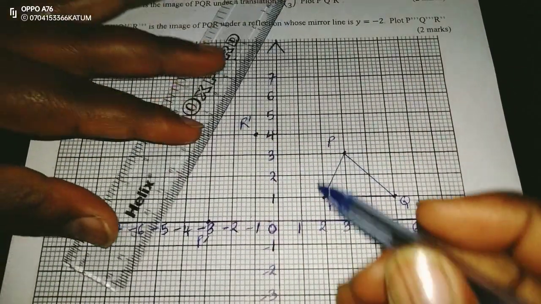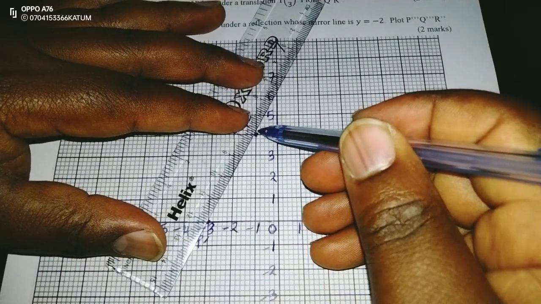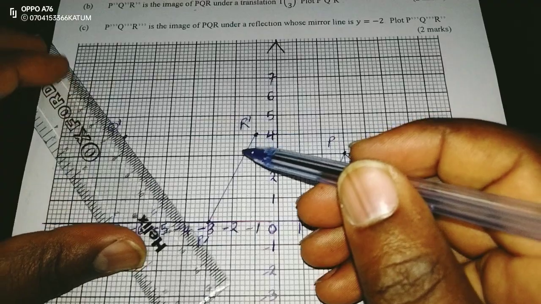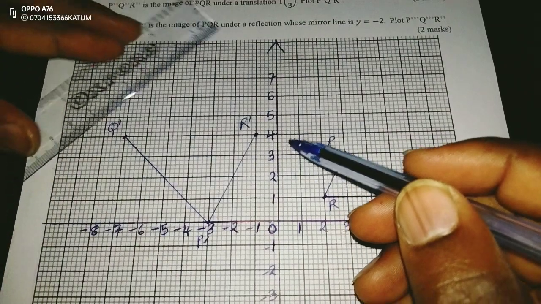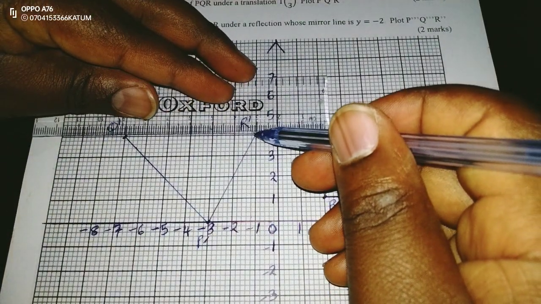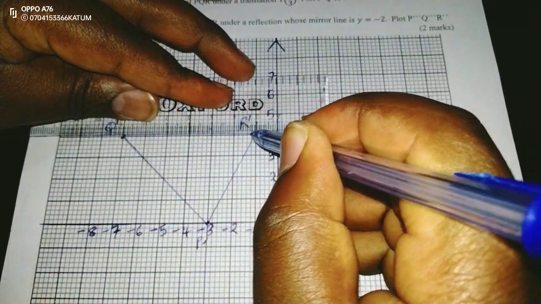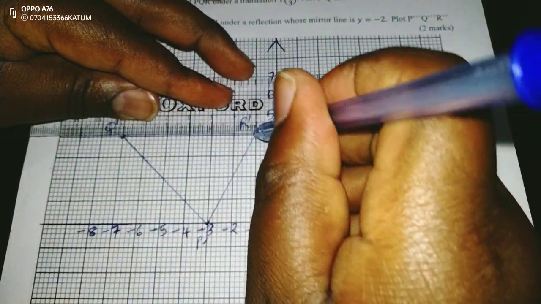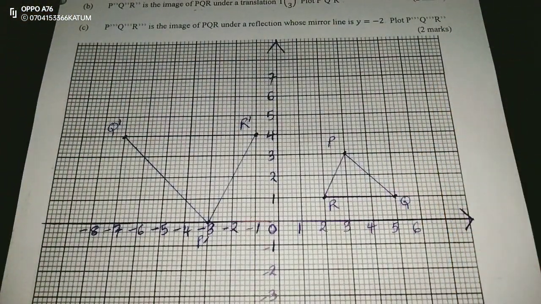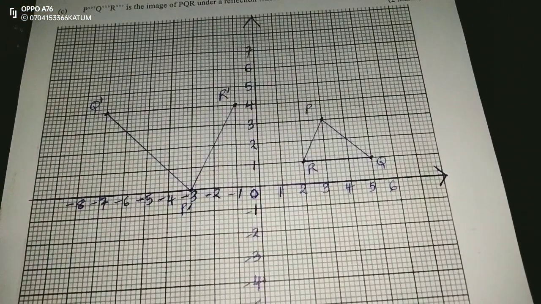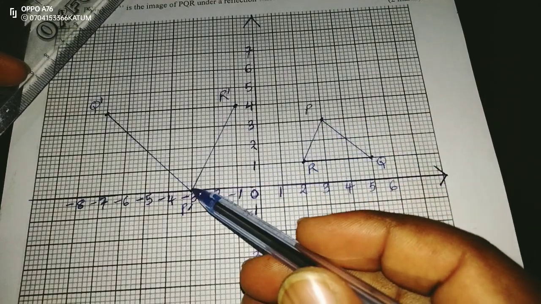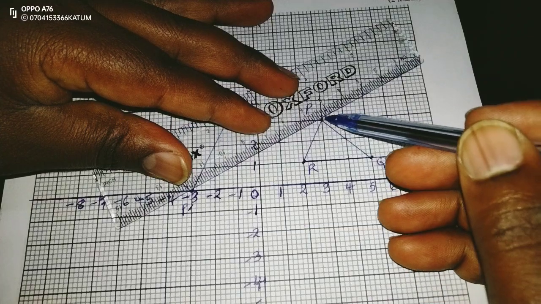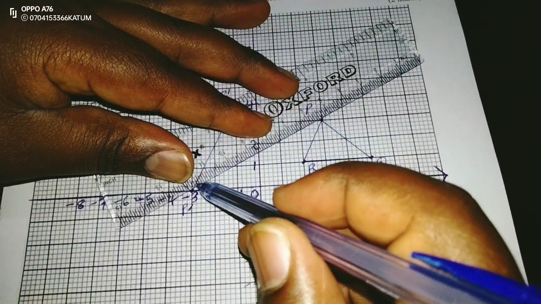Now the triangle is P' to R', P' to Q', then Q' to R'. This is now the enlarged triangle. I want us to know by construction the center of this enlargement. So for us to identify the center of the enlargement, we have to join P with P prime.